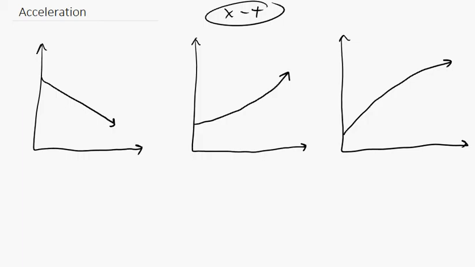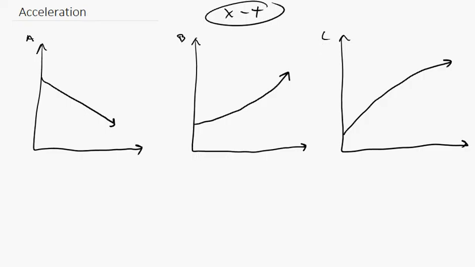Okay, now we're going to add one more thing to this idea of position and velocity. It's called acceleration. But we're going to do this quick test first. We have graphs A, B, and C, and they are all position-time graphs.